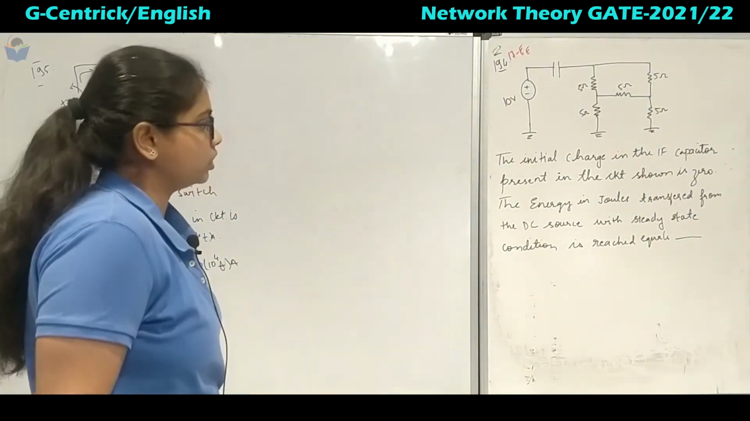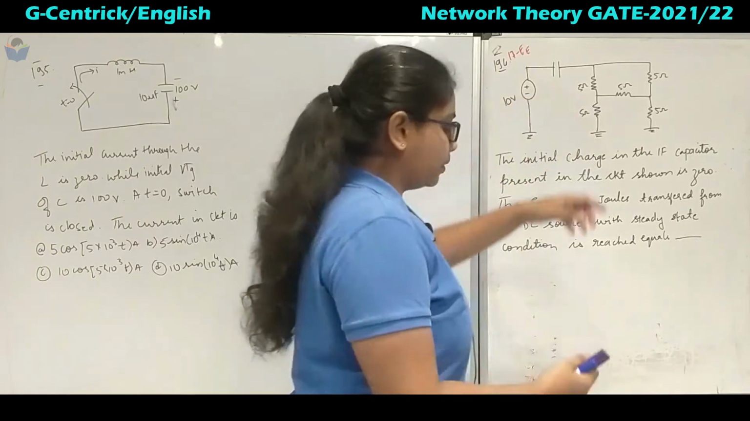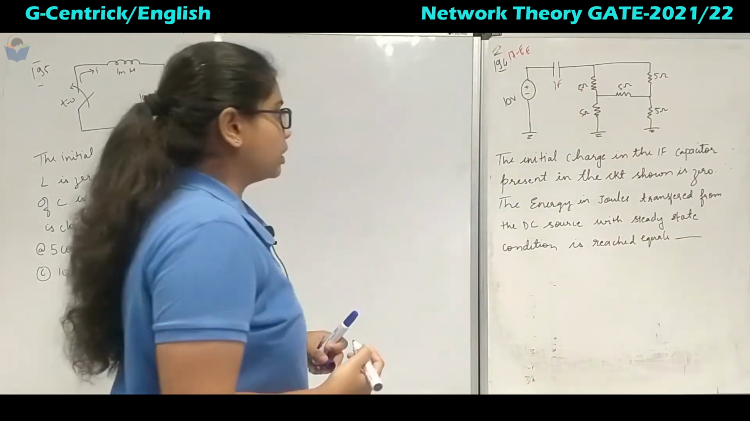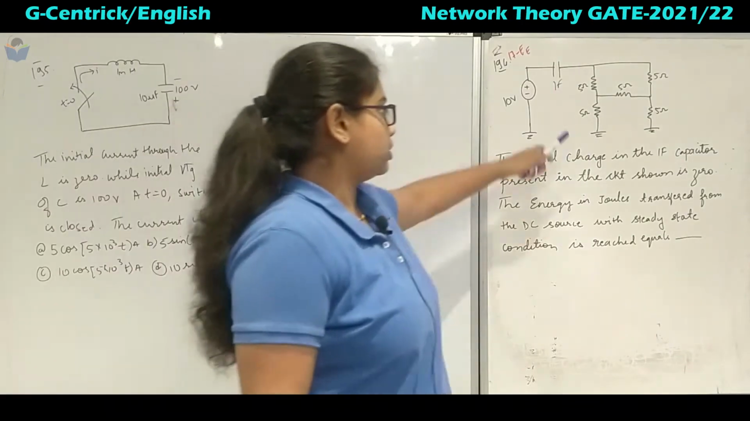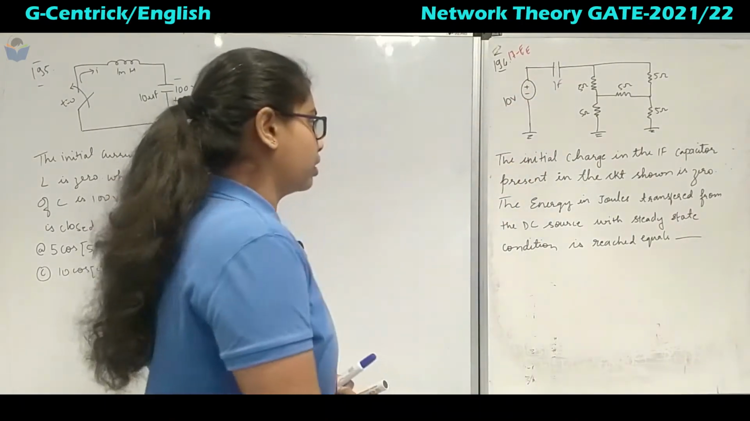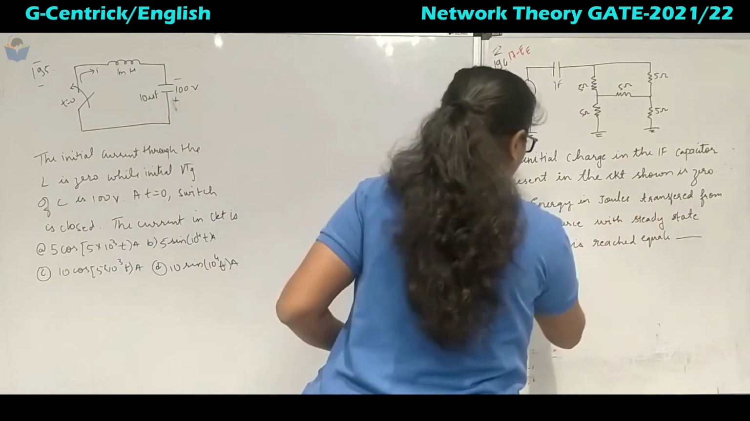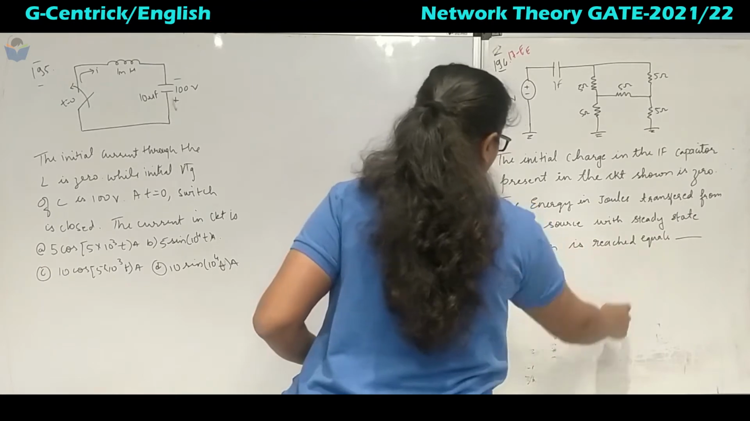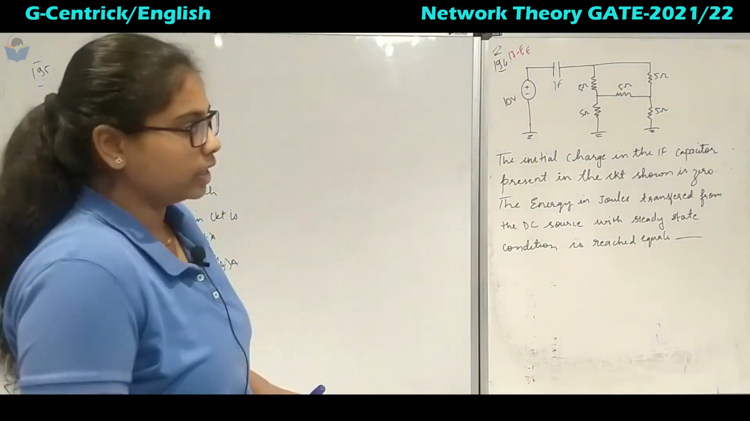The question is: the initial charge in the 1 farad capacitor present in the circuit as shown is 0. So there is no initial charge in the capacitor. The energy in joules transferred from the DC source when the steady state condition is reached equals? So they have asked us to find the energy.